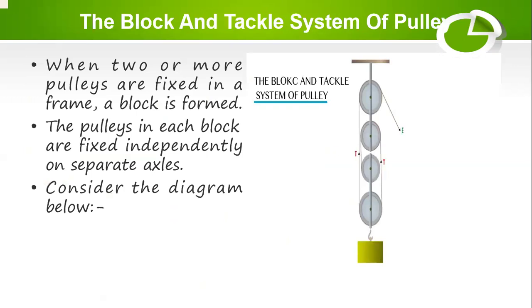Last but not least, the third one, that is the block and tackle system of pulleys. Now, when two or more pulleys are fixed in a frame, a block is formed. As you can see, this is the diagram of it. The pulleys in each block are fixed independently on separate axles. So this is the block and tackle system of pulleys. That's how it looks like. The load is lifted from here and the effort is applied from here.